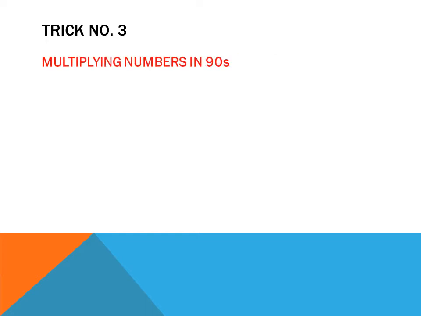Multiplying numbers in the 90s. Friends, you may find it difficult to multiply numbers like 91, 92, 93, but let's say 93 into 94 would take some time for you to calculate the answer. So here's a short trick to multiply the numbers which are in the 90s. Taking an example of 93 multiplied by 94. 93 is 100 minus 7, and 94 is 100 minus 6. So we can write the same thing in this way.